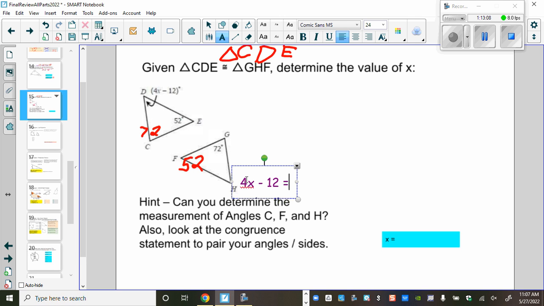Because what do we have to do? The sum of the three angles is 180, right? So then it would be 180 minus 52 minus 72. That's how you're going to get that last angle. So that's how you can get angle H. You do 180 minus 52 minus 72. So what number would we get? If we do 180 minus 52 minus 72.